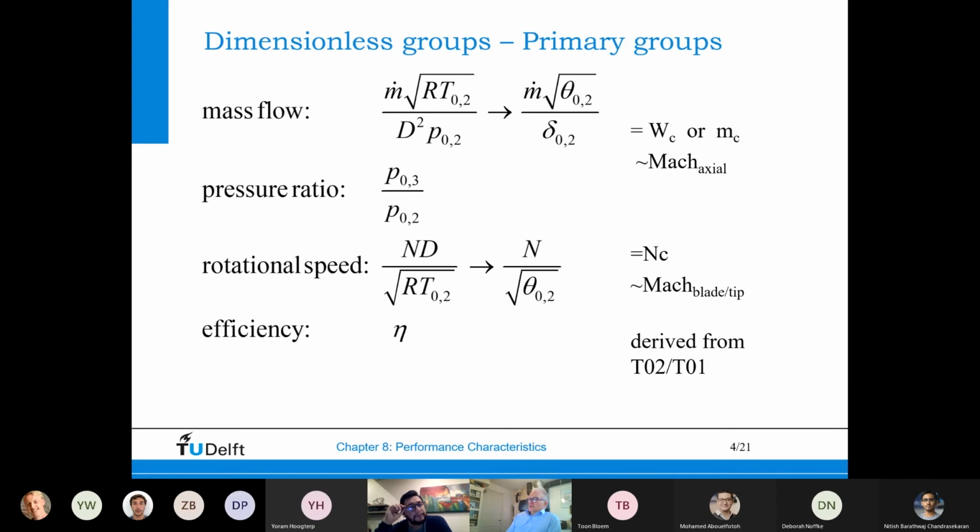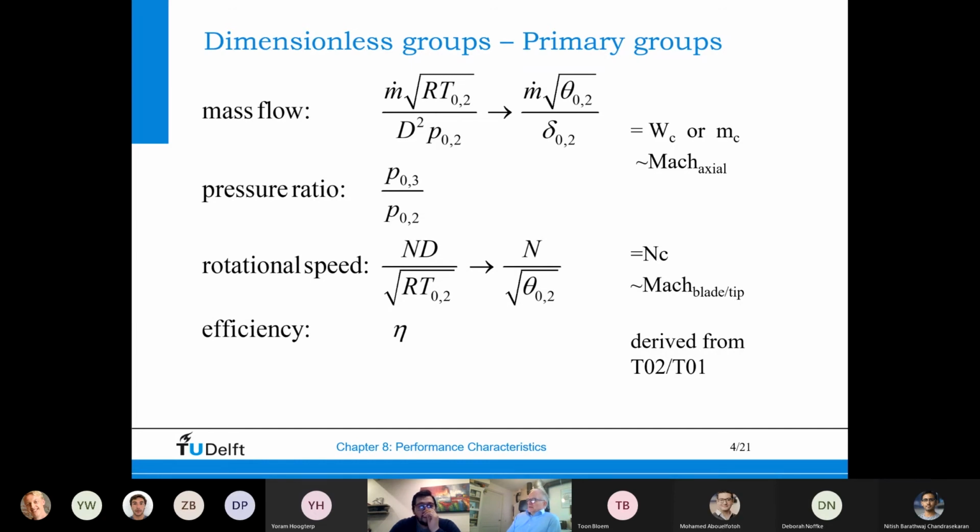But then if you take out the constant factors like R and D squared, and you divide the temperature and the pressure by the standard temperature and the pressure, you get a very convenient corrected mass flow number, as we call it, a parameter, which is mass flow times square root theta over delta. And theta is the ratio of the inlet temperature over the standard temperature, and delta is the inlet pressure over the standard pressure.